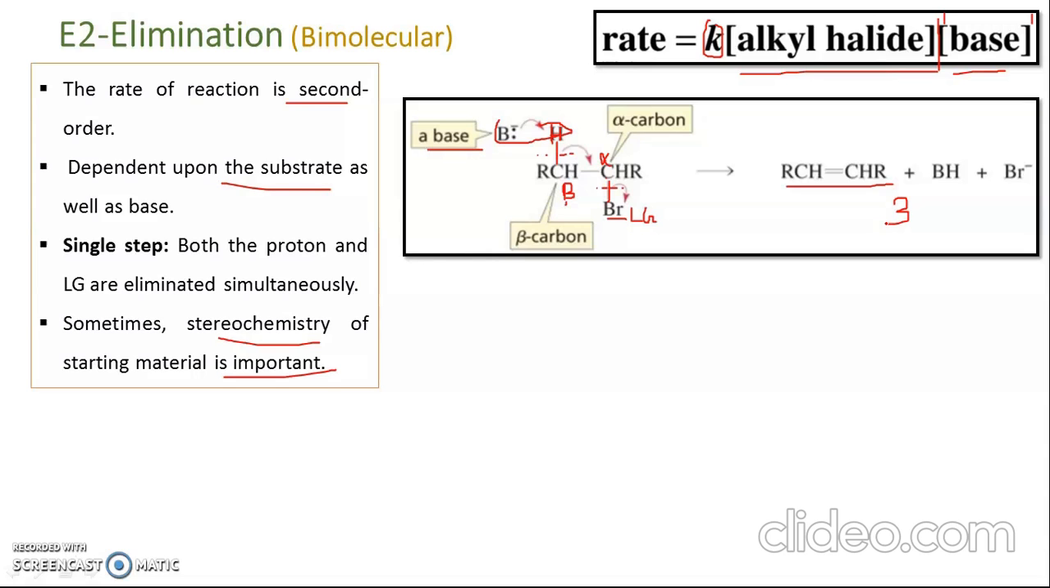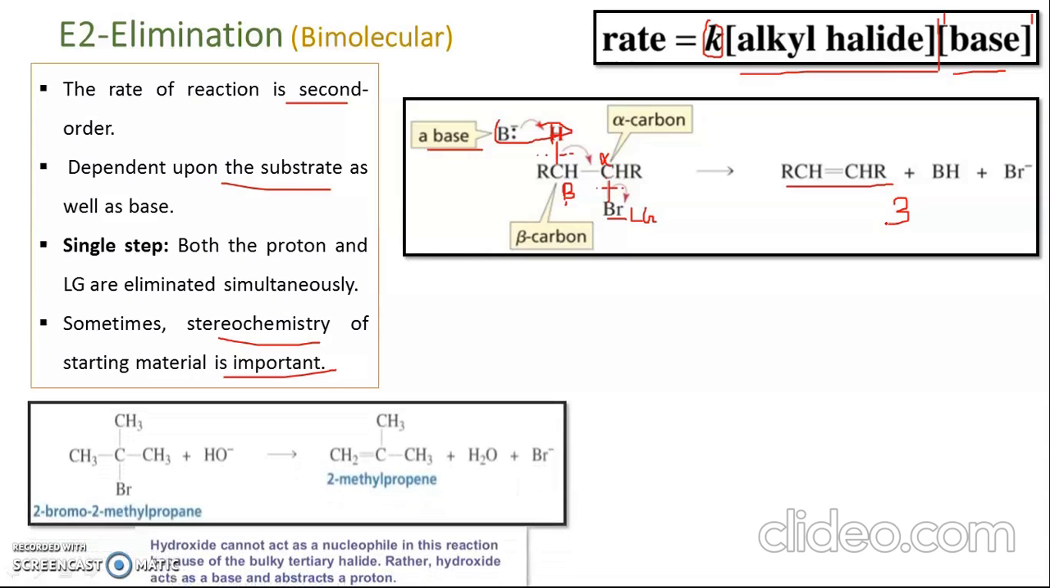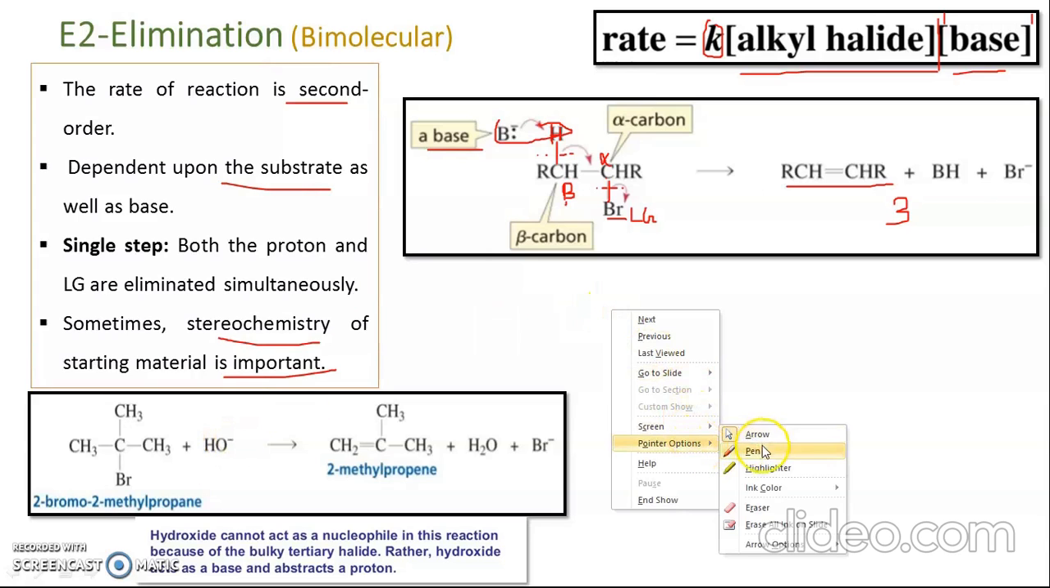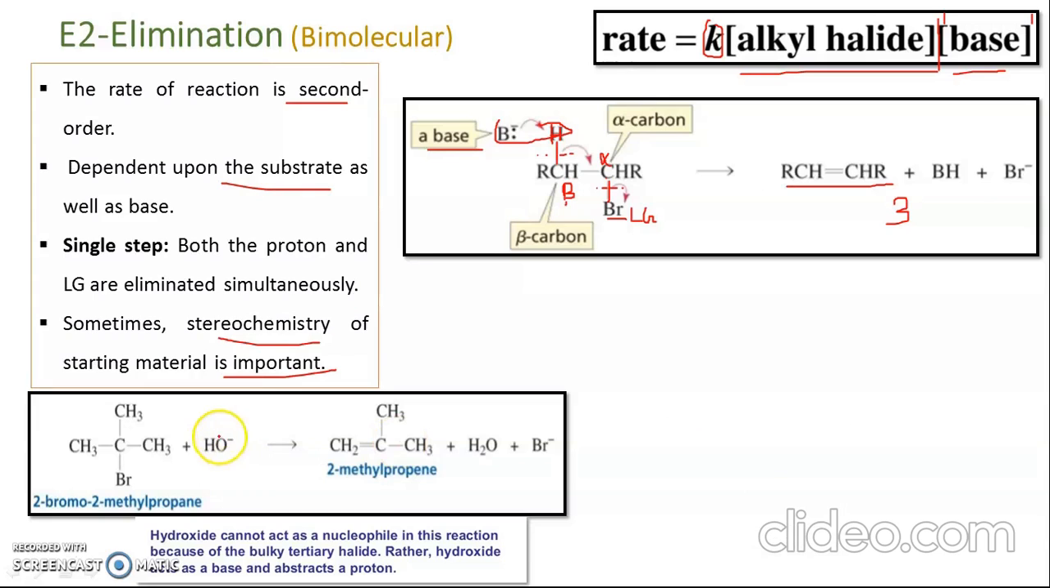Now we will take a particular example. 2-bromo-2-methylpropane is our starting material. We are using the base hydroxide, and we are getting 2-methylpropene. All these hydrogens are beta hydrogens. All are equivalent, so any of them can be removed. Hydroxide, we are calling it a base.